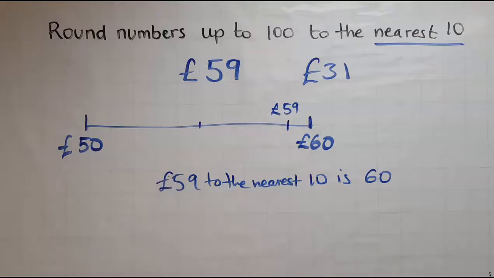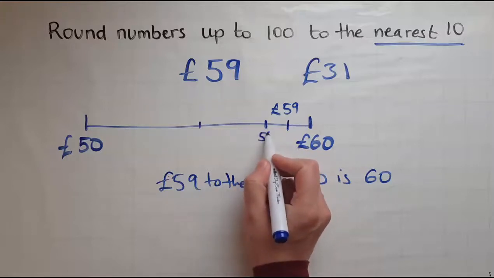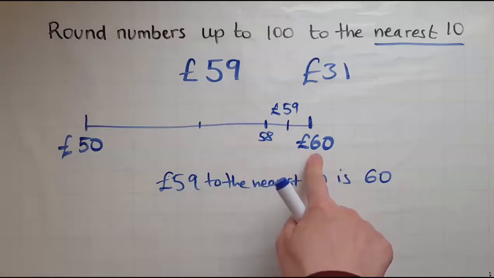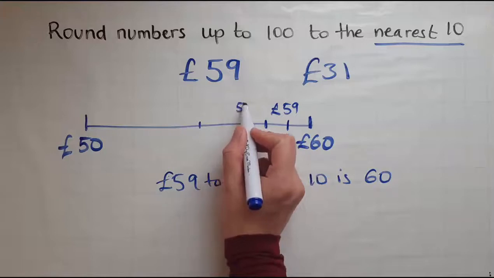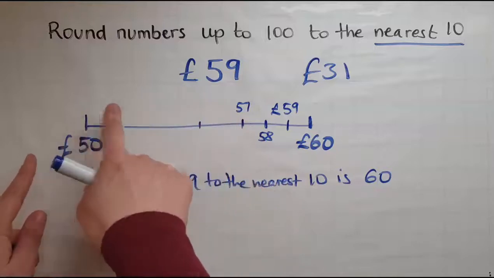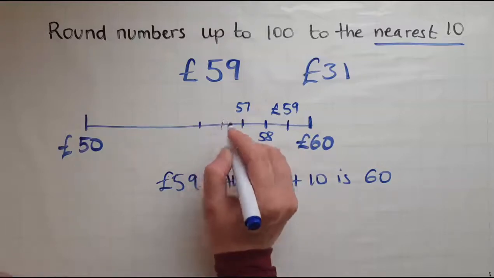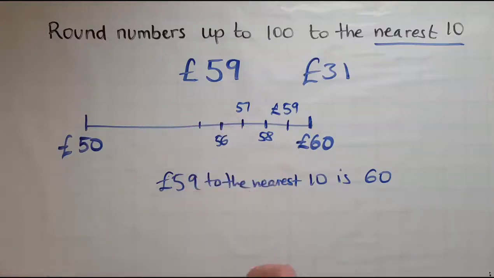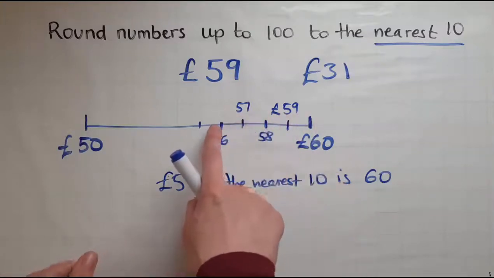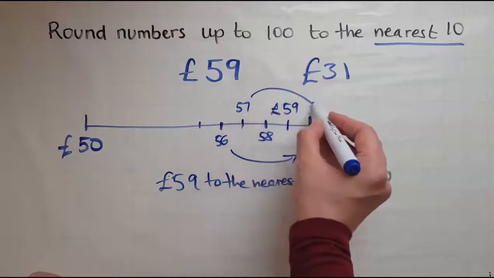What about 58? Then again, 58 is here. So that is close to 60. So we're going to say to the nearest 10, that is 60. 57. Then again, that's again closer to 60 than it is to 50. So to the nearest 10, that is 60. 56 to the nearest 10, again it is closer to 60 because there is 1, 2, 3, 4 places, whereas there are 6 to 50. So 56 again goes to 60.